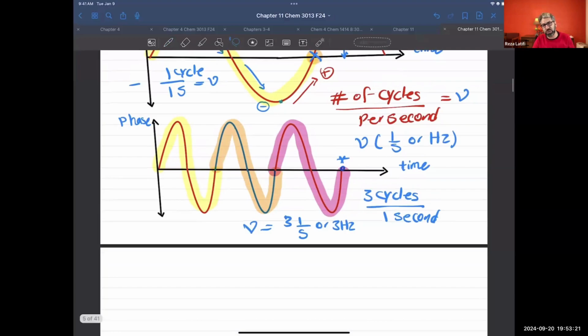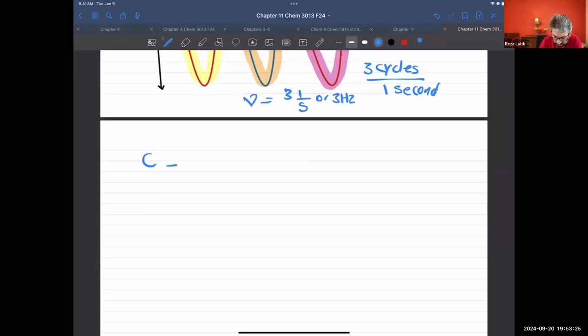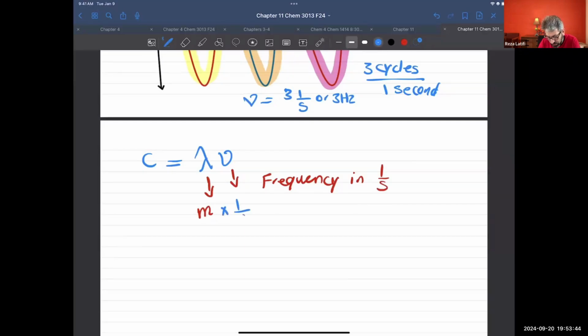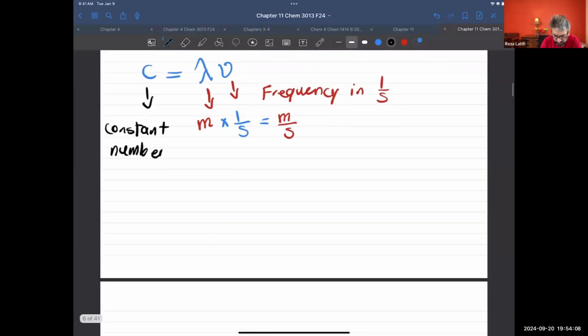What's the relationship between frequency and wavelength? We say C is equal to wavelength multiplied by frequency. Remember, lambda represents the wavelength, and its unit is meter. The frequency is in 1/second. Multiplying them, we get meter over second, which is a unit of speed or velocity. So C is a velocity, a constant number, the velocity of light. The number for it is 3 times 10 to the 8th meter over second.